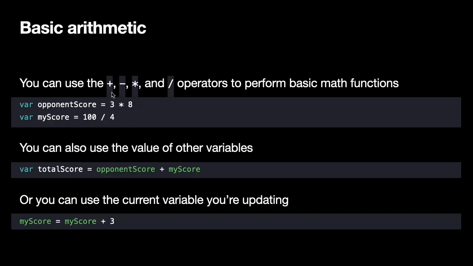We can use the plus, minus, multiply, and divide operators to perform basic math functions. So we can multiply, we can divide, we can also use the value of other variables. So we can add two existing variables and result in a new variable, provided that they are of the same type. Or we can use the current variable and then update it with a new value.